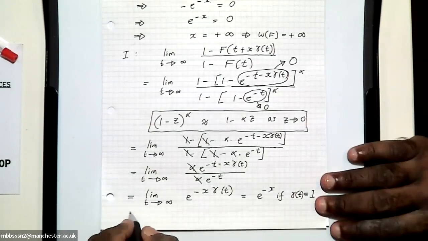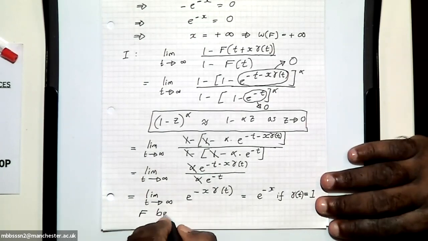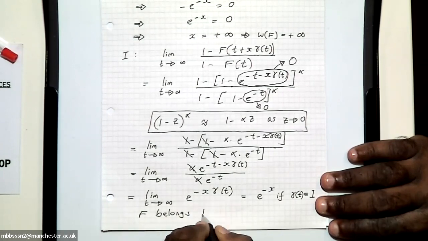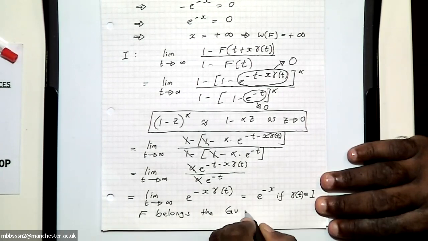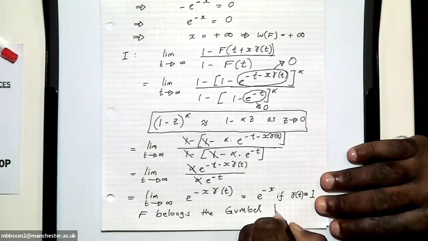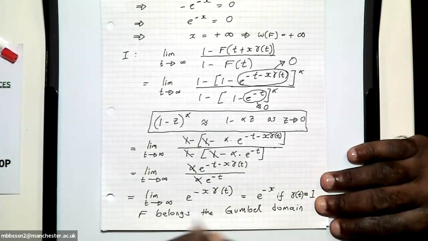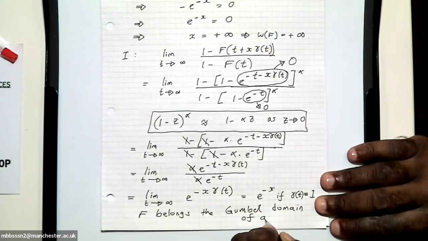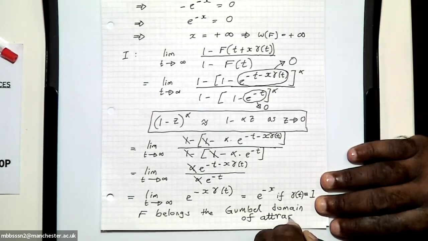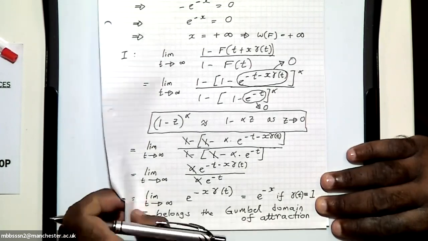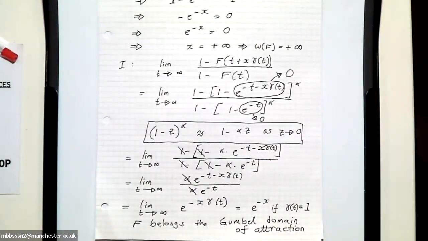So the conclusion is that f belongs to the Gumbel domain of attraction. Is this all clear to you guys or not? Are you guys okay? Yeah, all right. So we are doing question 8 of the week 2 tutorial sheet.